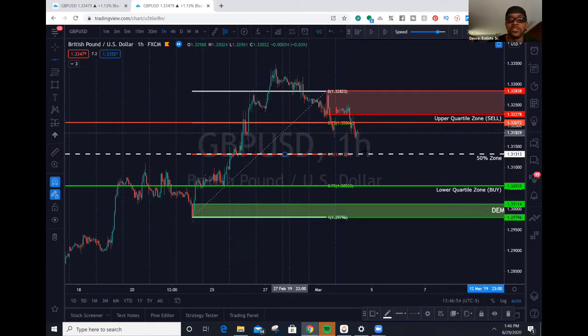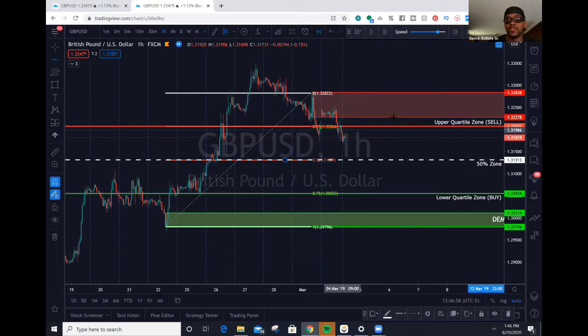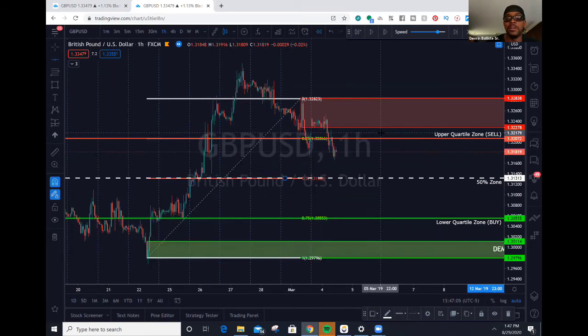I know a lot of people sell from their supply zone, but the strategy that I'm talking about, the way I do it, check it out. Once price closes below the 50% zone, you look for it to come somewhere within this lower quartile zone. Once it gets below this line or even close to it or on it, then you can start looking for buys. Then once it gets back up, you can start looking for sells.